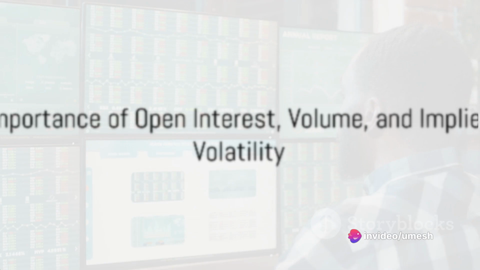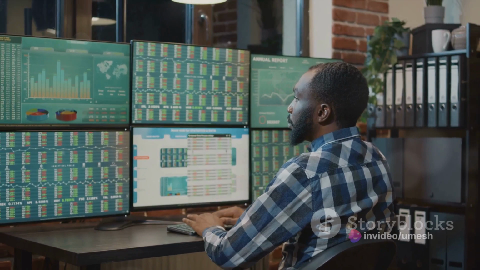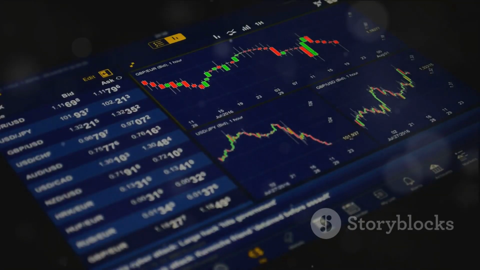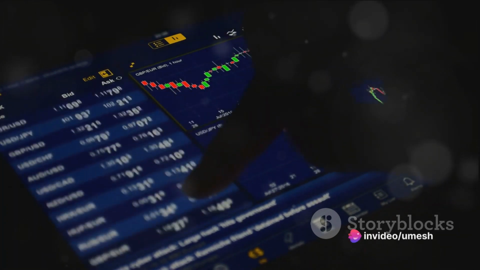Pay attention to open interest and volume. Open interest tells you the total number of contracts in existence, while volume shows the number traded during a specific period. High open interest and volume indicate strong market interest and liquidity, which is crucial for smooth trading.